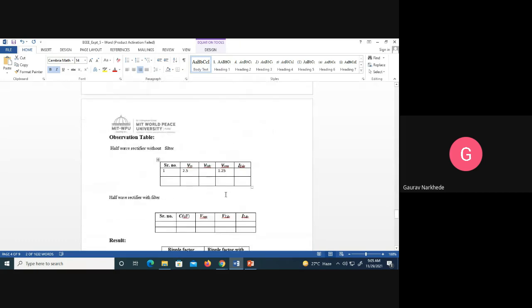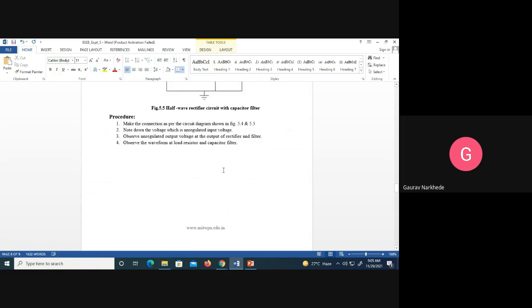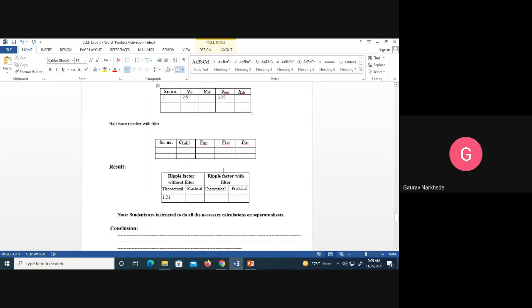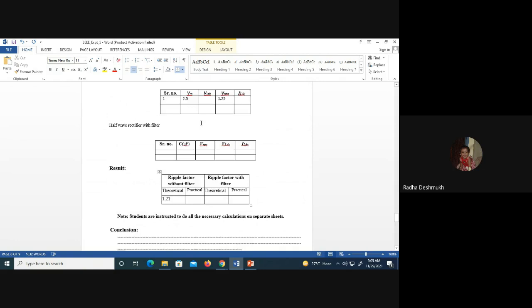Just now we have completed the practical table. You know VLDC, you know VRMS, and just find out what the practical value is by using the formula. It should be near 1.21. This is the part which you need to do. Any problem in this? Can you calculate by using this formula?